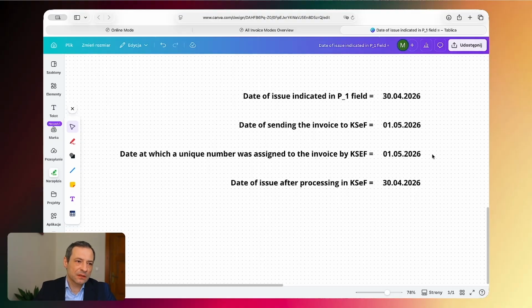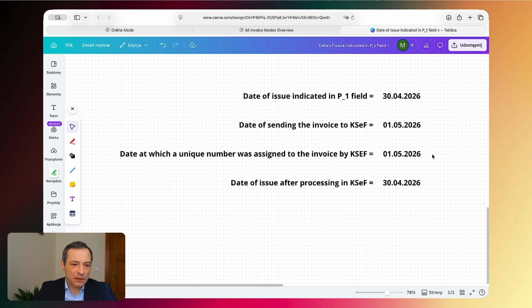And in such case, if the date of sending the invoice to the Polish National Electronic Invoicing System is later than the date of issue indicated in the P1 field, then such invoice is automatically reclassified to an invoice issued in the offline 24 mode.